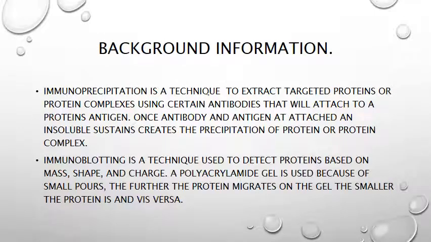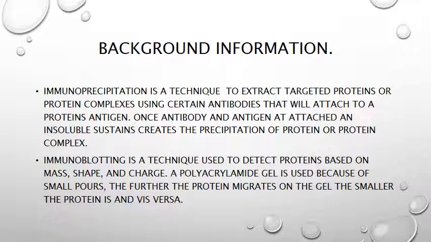So for some background information, immunoprecipitation is a technique that is used to extract targeted proteins or protein complexes. An antibody is used that will attach to the antigen side of a protein. Once the antibody and antigen are attached together, an insoluble substance will be added to the solution. This insoluble substance will create a precipitate at the bottom of the solution that you're testing here, and you can then extract the bottom part of the solution and have your targeted protein or protein complex.